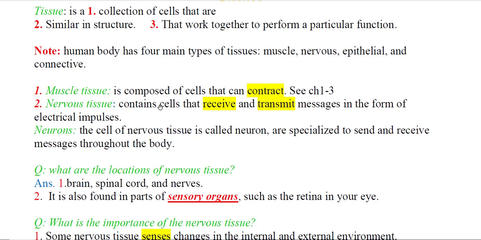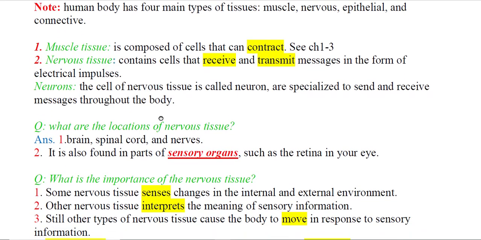We will talk about the muscular tissue and muscular system in section 3, chapter 1, in more detail. The second tissue of our body is nervous tissue.